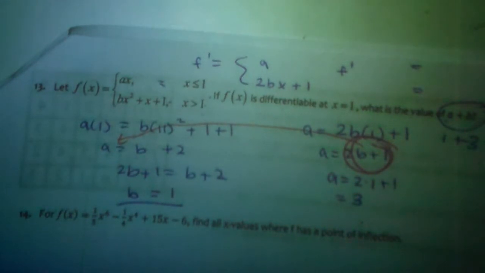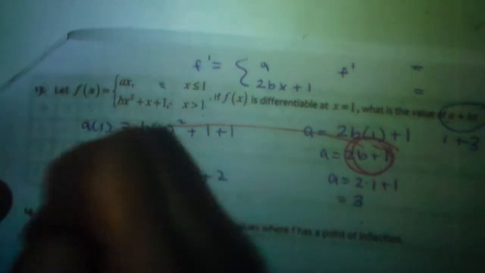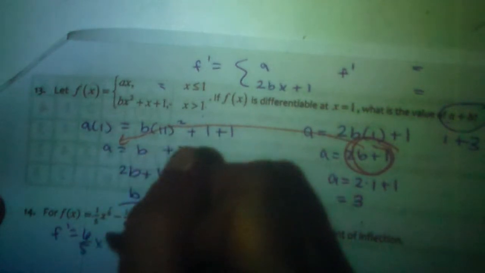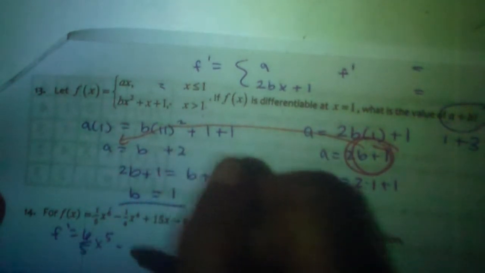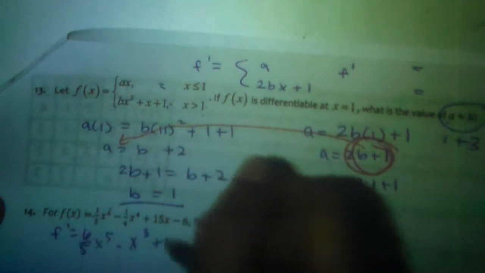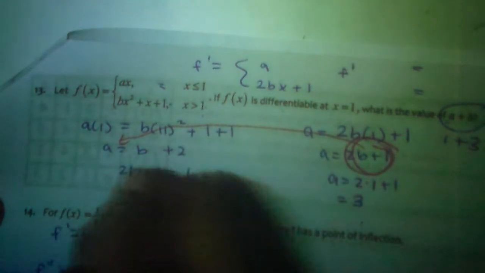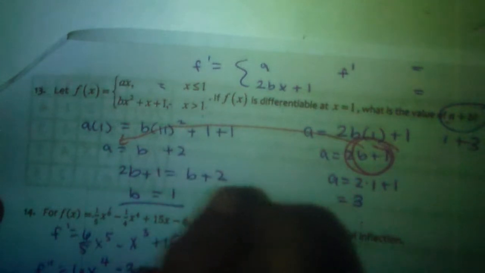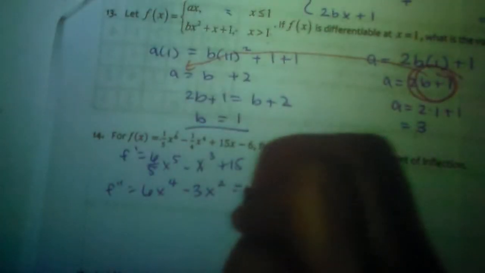Alright, the next one, point of inflection. I'm going to need to find my second derivative. So first derivative, bring the 6 down. This is 6 fifths x to the 5th, minus 4 over 4 is just 1, x cubed, plus 15. Need the second derivative, bring the 5 down, that cancels. This is 6x to the 4th, minus 3x squared, 15 will go away. Set this equal to 0.